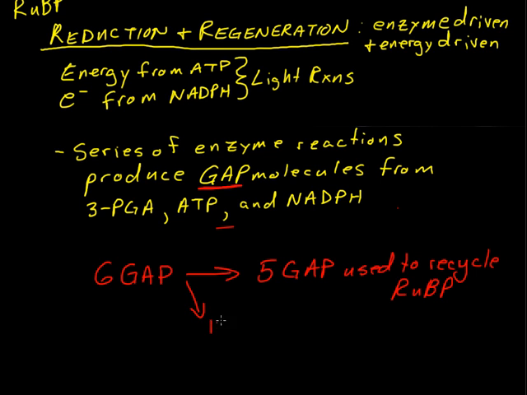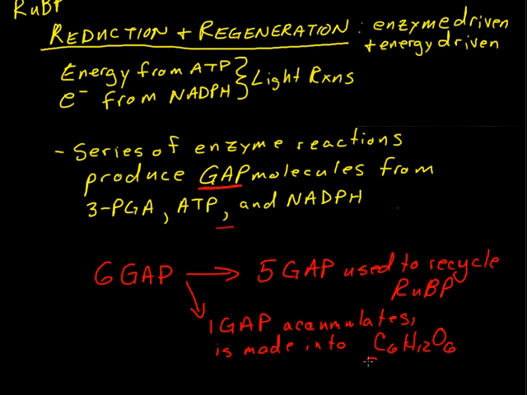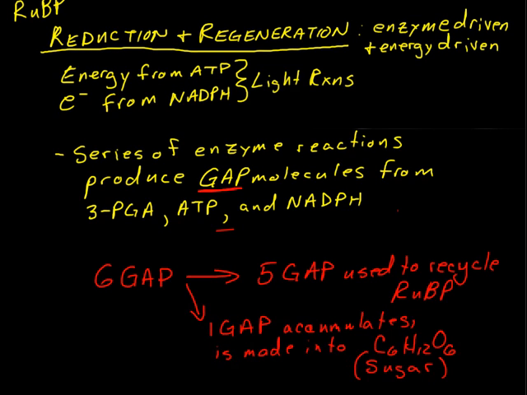The one left over GAP molecule accumulates and is later made into sugar. So we'll say accumulates and is made into the C6H12O6 stuff, basically sugar. All right, so that is the C3 version of what are called the dark reactions. So let's look at a figure that kind of depicts this whole process here and get a better overview of the whole thing.